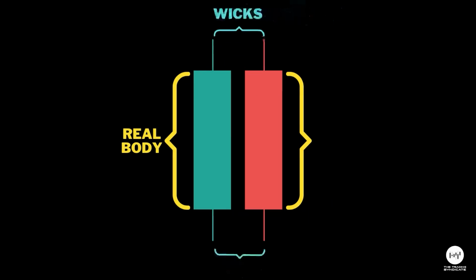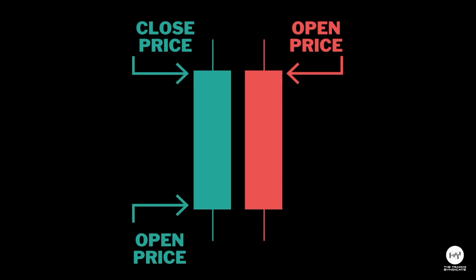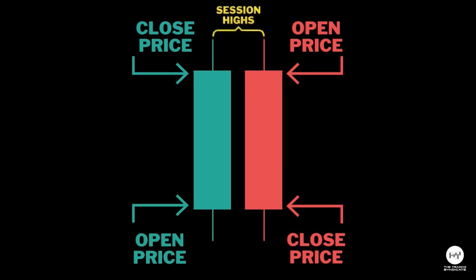They also include wicks that extend out from the top and bottom of the candlestick body. For green candlesticks, the price of that session opened at the bottom of the rectangular body, and the price of that session closed at the top of the rectangular body. For red candlesticks, the price of that session opened at the top of the rectangular body, and the price of that session closed at the bottom of the rectangular body. For both red and green candlesticks, the wick extending out of the top of the body represents the highest price achieved during the session, and the wick extending out of the bottom of the body represents the lowest price achieved during the session.